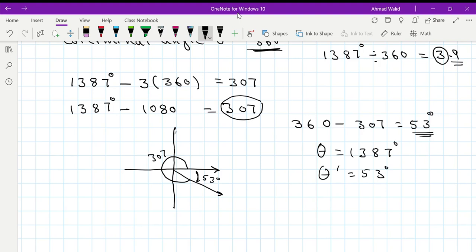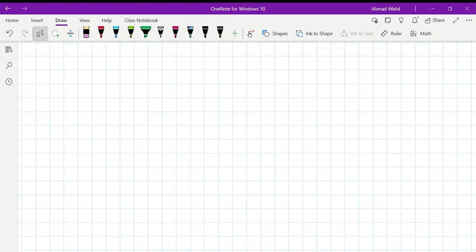Correct? Now, let's put some concrete rules. I want you to have this on the note card if it's a test day, and actually you have to memorize it or learn it. Correct? I'll draw 4 quadrants for you. First, I'll start with quadrant 1.